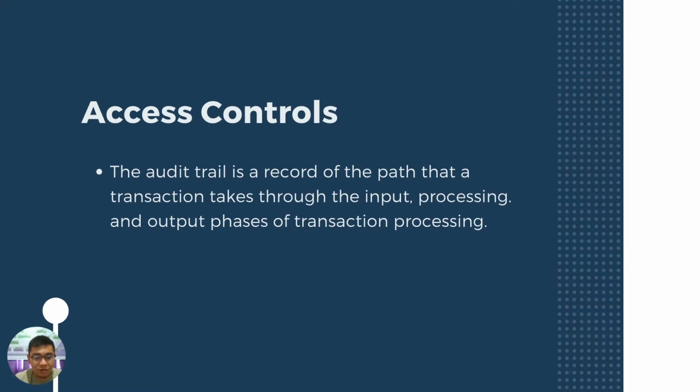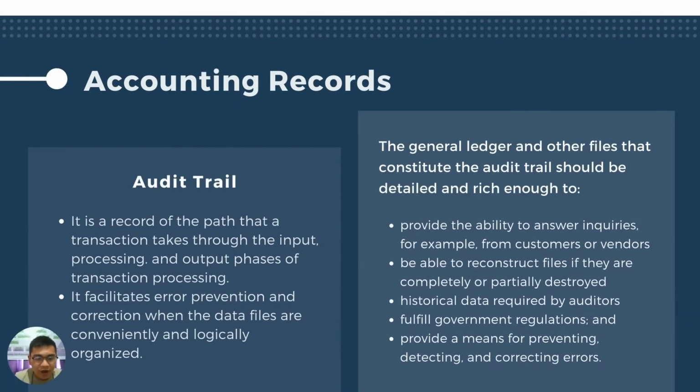A number of IT general controls designed to serve this purpose are presented in Chapter 16 as we go on in our discussion. Let's proceed to accounting records. The audit trail is a record of the path that a transaction takes through the input, processing, and output phases of transaction processing. This involves a network of documents, journals, and ledgers designed to ensure that the transaction can be traced accurately through the system from initiation to final disposition.